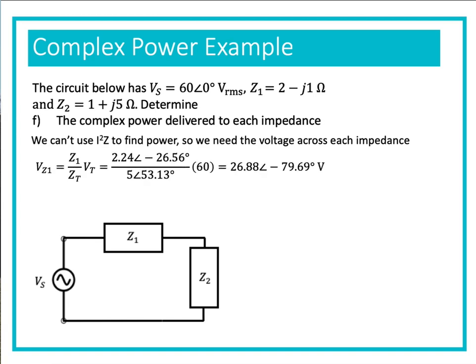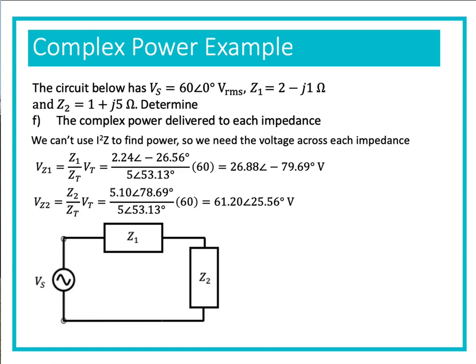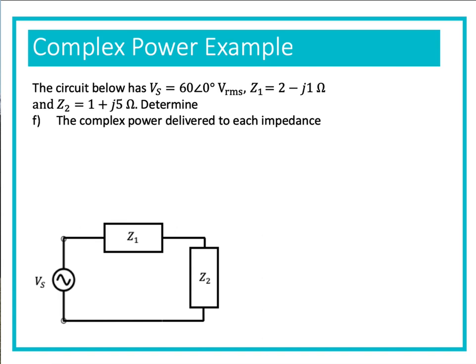If we do that for this first impedance, we can take the impedance Z1 and divide by the total and multiply by the total voltage. And if we take 2.24 divided by 5 times 60, we get 26.88. And then if we take minus 26.56 and we subtract 53.13, we get minus 79.69 degrees volts. So that would be the voltage across Z1. The voltage across Z2, we find the same way. We just take the impedance Z2, divide by the total, multiply by 60, and we get 61.20 at an angle of 25.56 degrees volts.